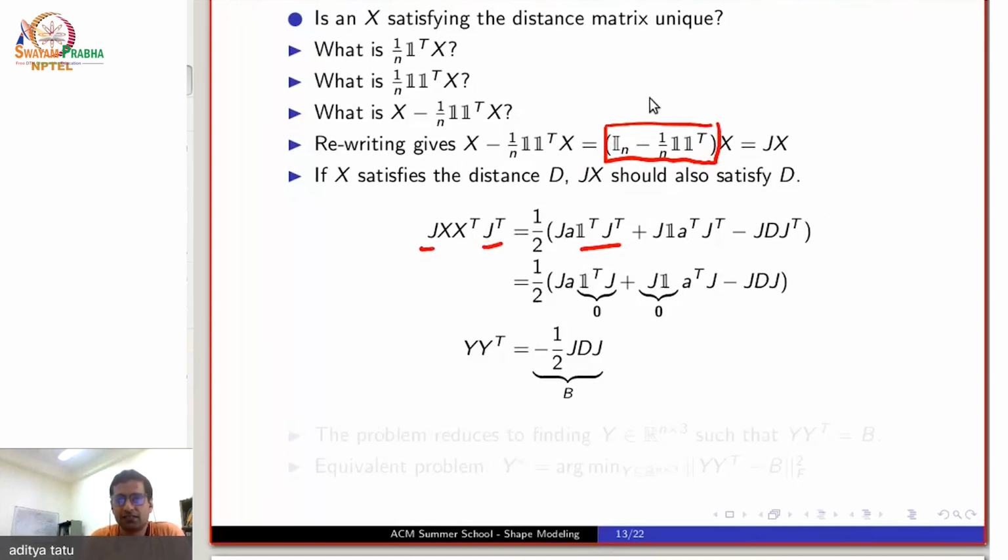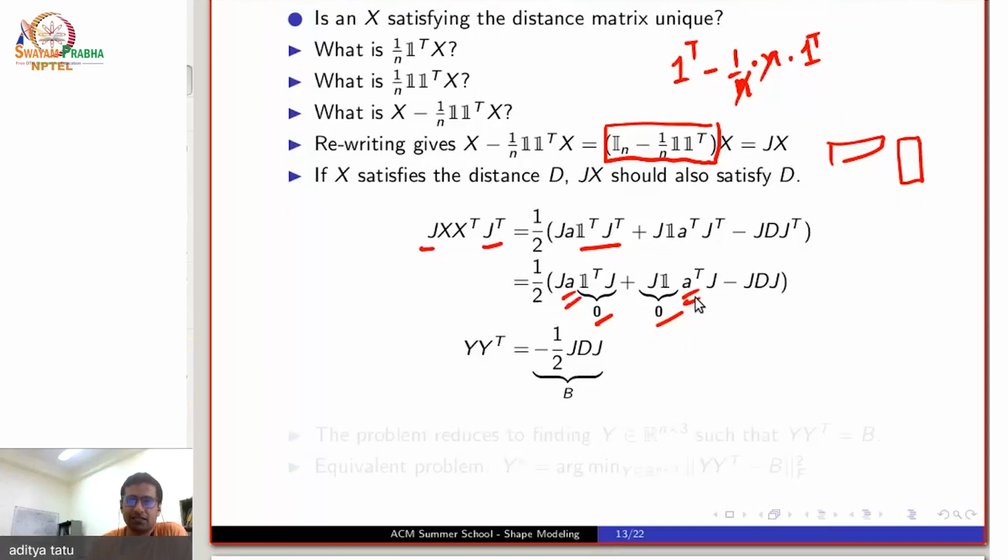You can clearly see 1 transpose into identity is 1 transpose minus 1 by n, 1 transpose into n. 1 transpose is this row vector, 1 is this with all ones. So this will add up to n into n into 1 transpose. This n cancels, 1 transpose minus 1 transpose is 0. Okay, so this is 0. Similarly, you can show that J times the vector 1 is also 0. What that gives us is that A disappears completely.